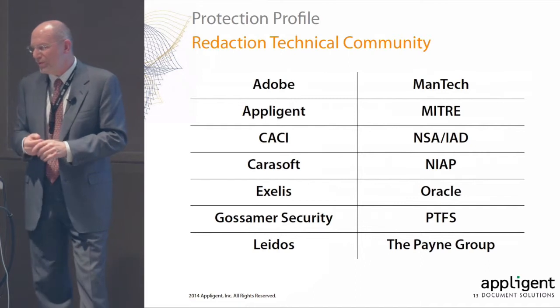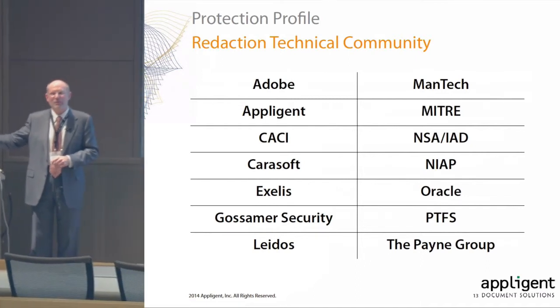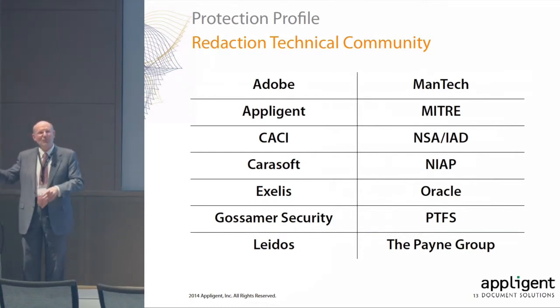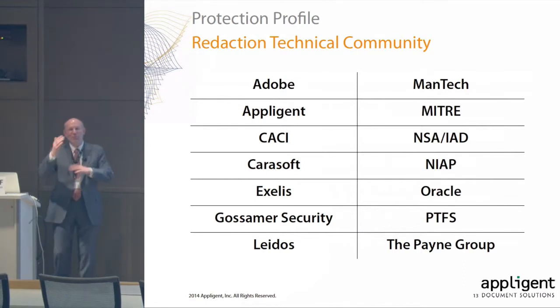But Oracle is on the list right here because they are redacting information out of databases. And they have to meet the protection profile as well. So it's not even something as a printed page.